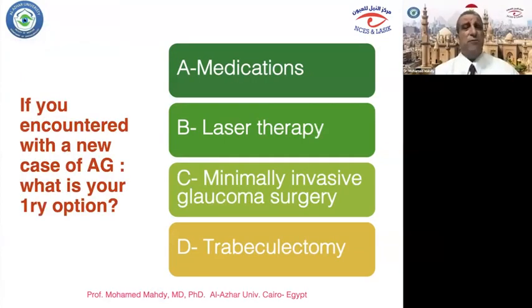The last question: if you encounter a new case of advanced glaucoma, what is your primary option? To do medication, laser therapy, minimally invasive glaucoma surgery, or trabeculectomy? I see that 32% chose trabeculectomy and 46% chose medication, which is not ideal. We hope at the end of this presentation to move away from this percentage and shift it toward trabeculectomy or minimally invasive glaucoma therapy. But medication has, of course, a very limited role in this kind of management.